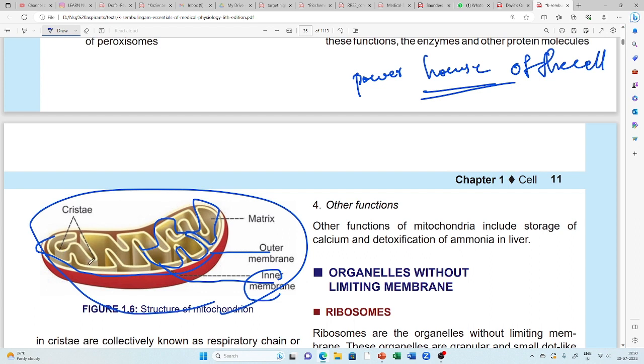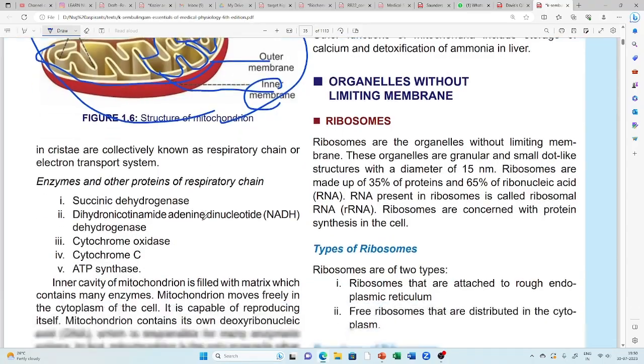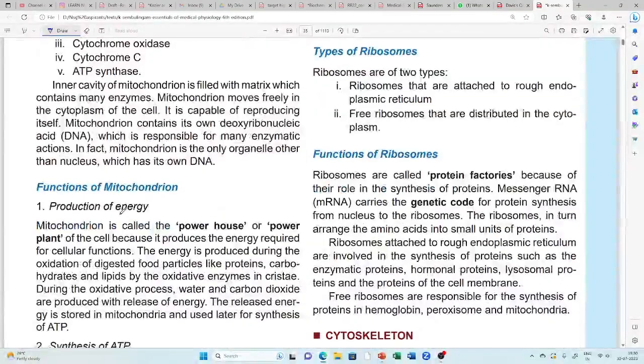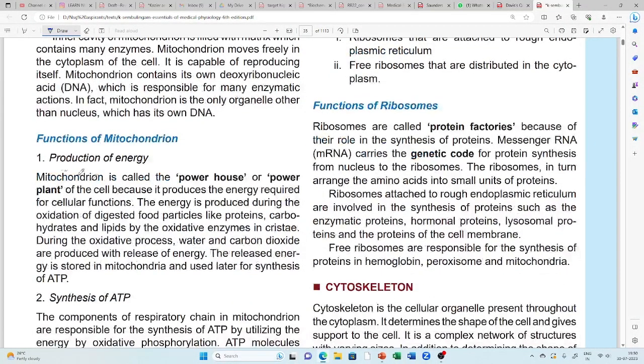Okay, these foldings are known as cristae. Okay, that is another one word question. What are the foldings of the inner membrane of mitochondria? That is cristae. Okay, and it is very essential for production of energy. Here you can see the functions of mitochondria. First one is production of energy.